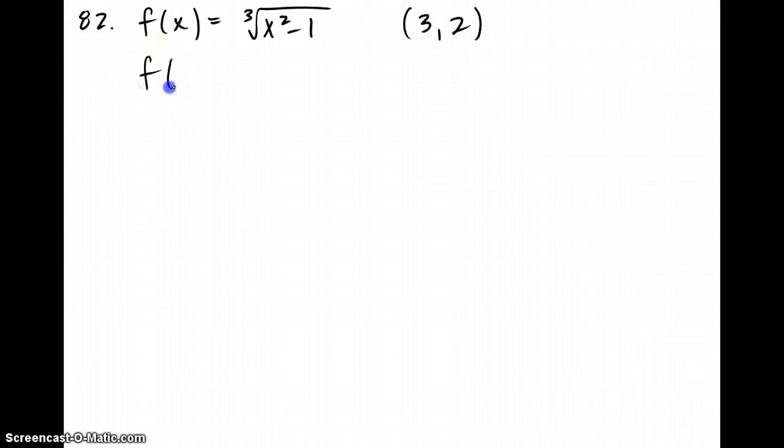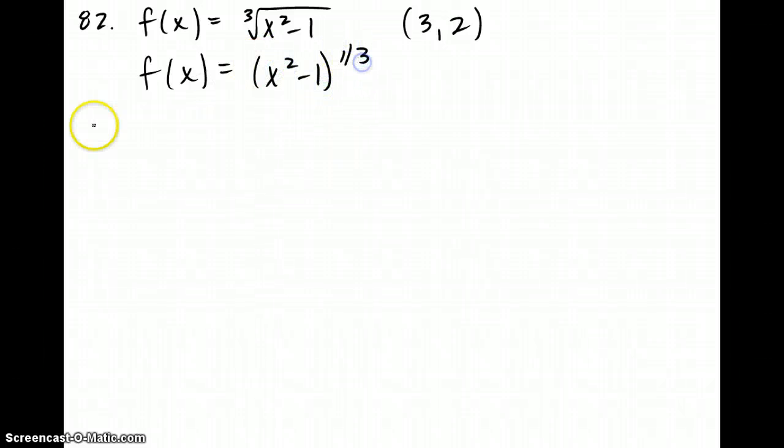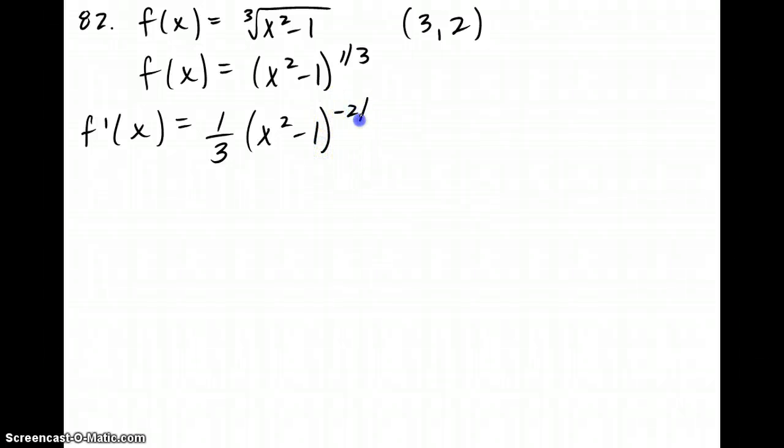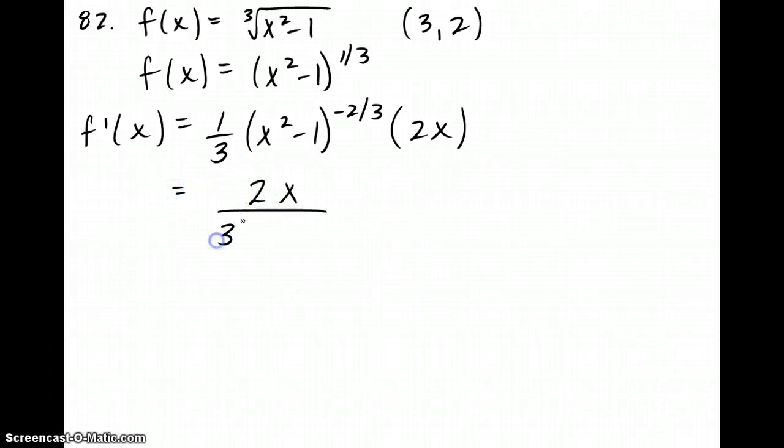(82) f of x equals the cube root of x squared minus 1. It says find the derivative of the function at the given point. So let's rewrite the function as x squared minus 1 to the 1/3 power. So the derivative, coefficient out front, x squared minus 1 to the negative 2/3 power times the derivative of the inside, which is 2x. So writing this with a positive exponent, to the 2/3. So that's our derivative.